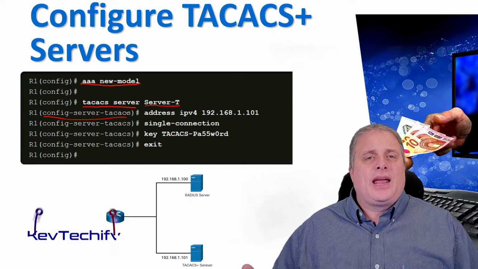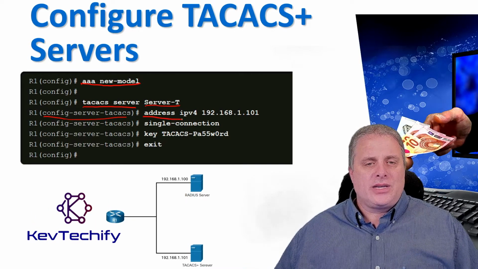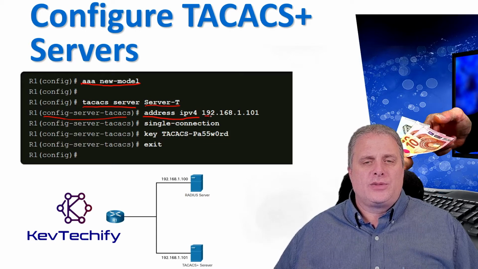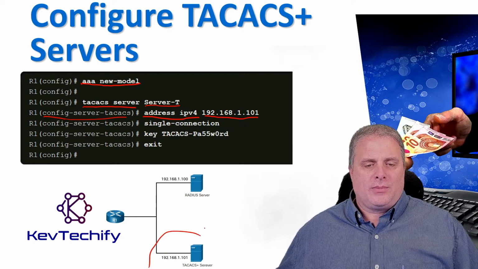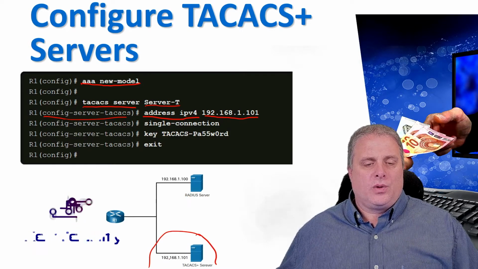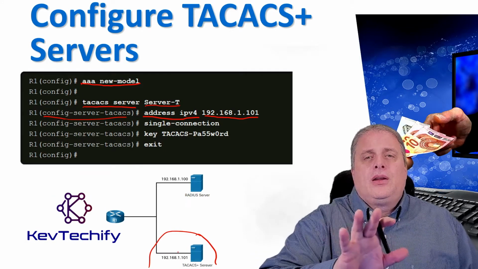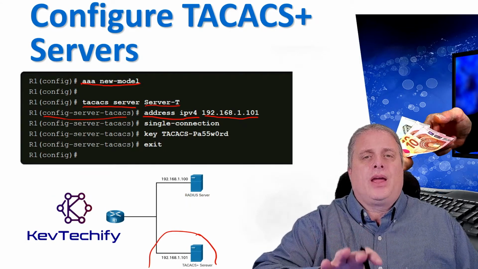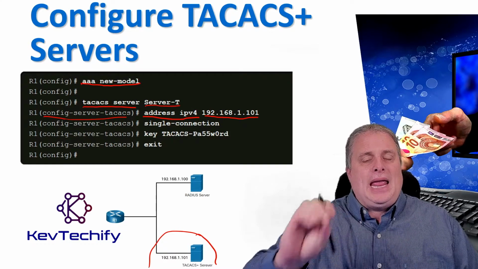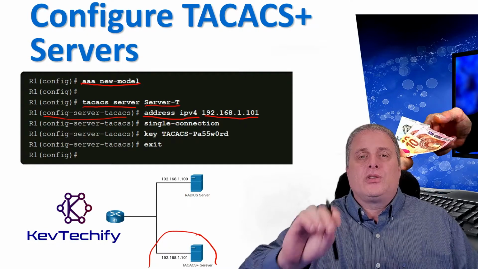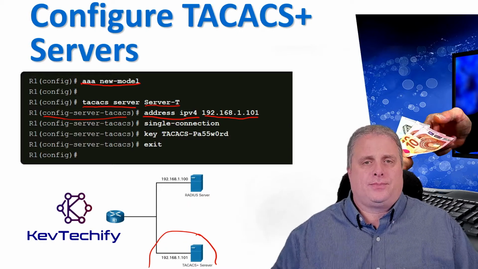Configure the IP address here of the TACACS server using this address IP version 4 command, and you specify the IP version 4 address of our TACACS server. Down here in our little diagram, we have our TACACS server at 192.168.1.100. Now, the address IP version 4 command allows the option to also modify the authentication port and the accounting port. So if you want to modify those ports, you can do that here with the address IPv4 command.